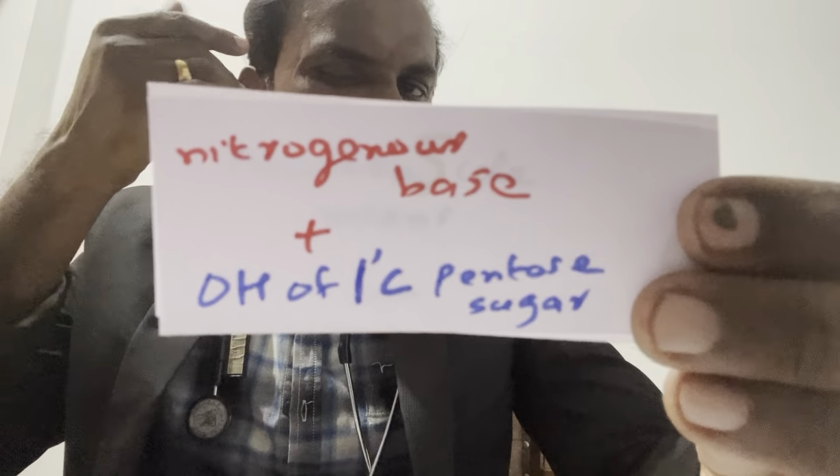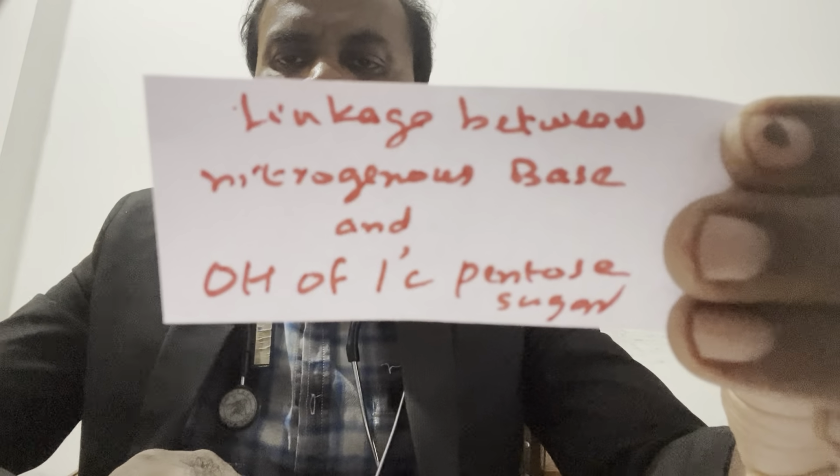Tell me the answer. N-glycosidic linkage. Linkage between what? Linkage between nitrogenous base and OH of 1 degree pentose sugar. I made it very clear for you. What is the question? N-glycosidic linkage. What is the answer? Linkage between nitrogenous base and pentose sugar.